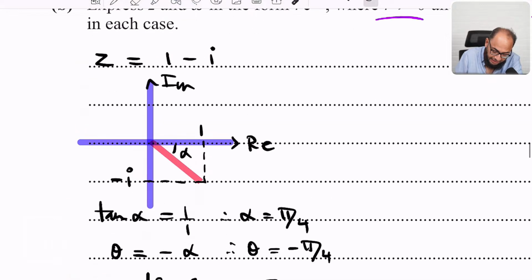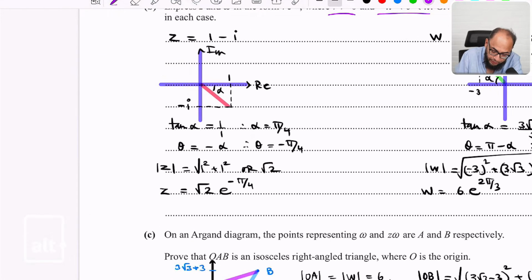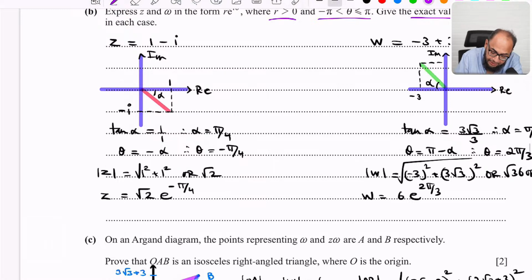Modulus of z is the square root of 1 squared plus 1 squared, which is root 2. Now this thing over here is also known as the argument of z, or theta, and this is known as r. r is the modulus of z. So this is r e to the i theta. That is how I have written z.